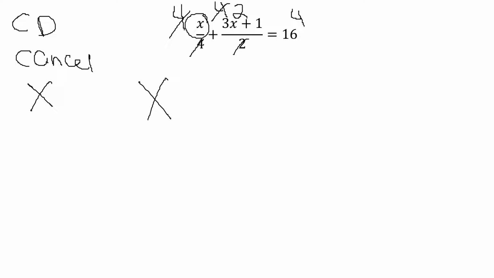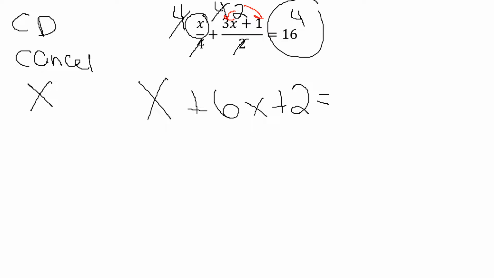This 2 has to be distributed to both pieces. 2 times 3x is 6x. 2 times 1 is 2. And then the last piece is 16 times 4. 16 times 4 is 64. Now I just have a flat problem to solve for x.